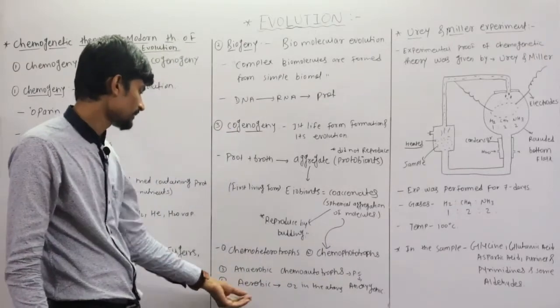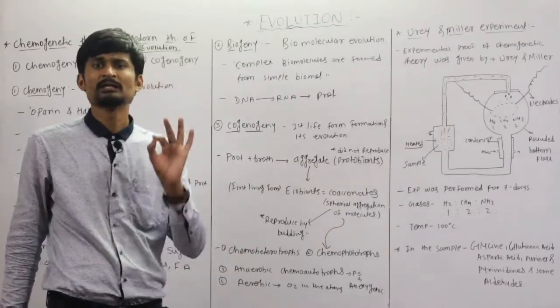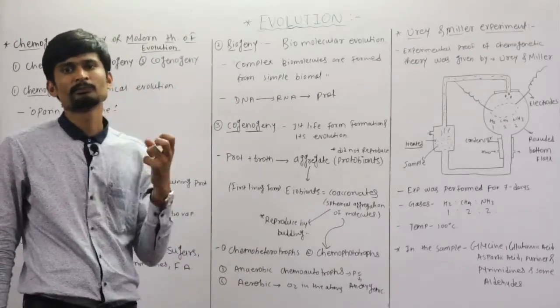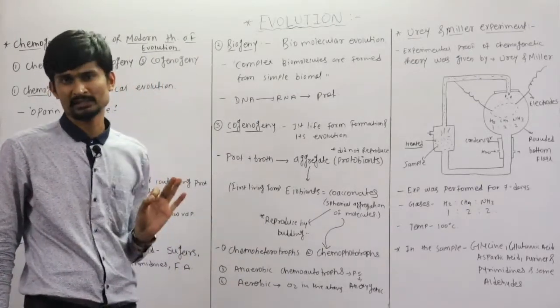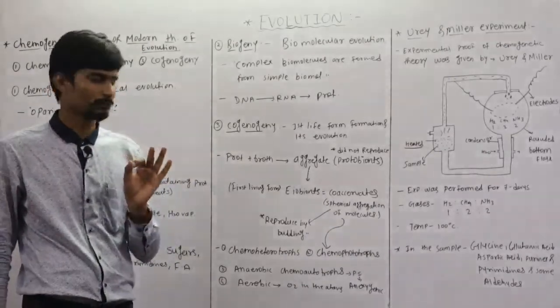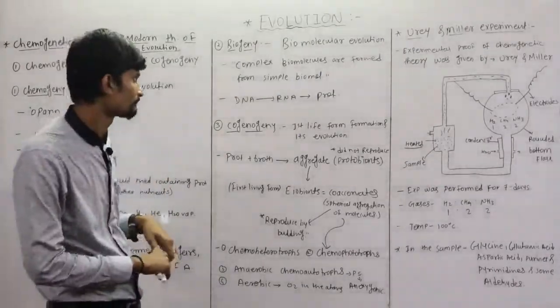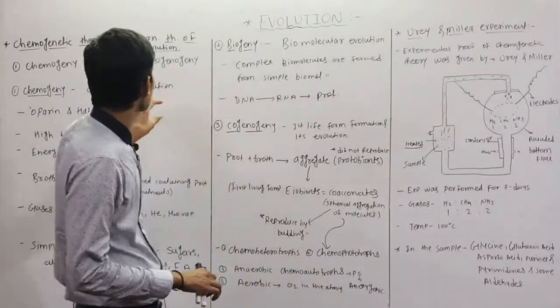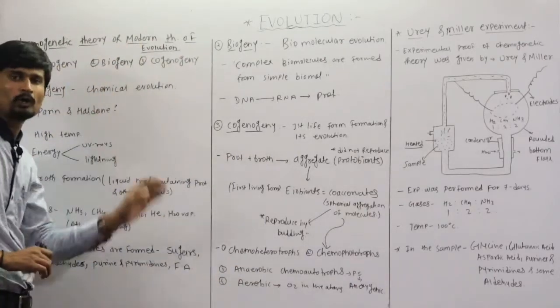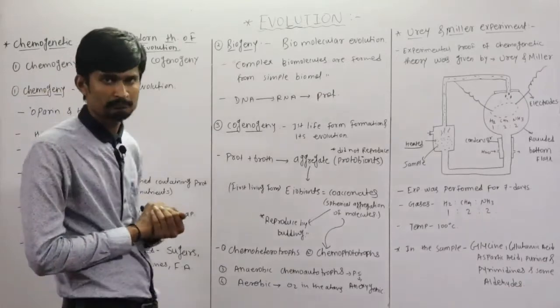So, the first aerobic organism. Which is the first aerobic organism? The first aerobic organism is believed to be cyanobacteria. Cyanobacteria is believed to be the first aerobic organism. This point you have to remember. So this is the chemogenetic theory or modern theory of evolution, which is widely accepted and most accepted in the world.